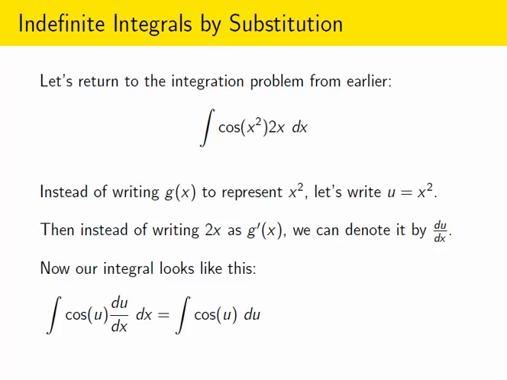Now that the integral is all in terms of the variable u, we can find the antiderivative. The antiderivative of cosine of u du would just be sine of u plus c. But because our original function was written in terms of x, we want our antiderivative also to be written in terms of x. So we replace the u with x squared, and we're done. This is the same answer we got before using the more complicated looking formula.